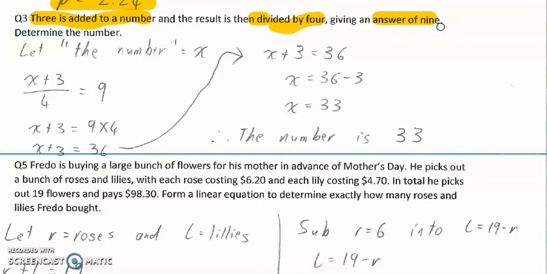So, like with question 1, I am defining my variable. I'm saying let this unknown number be represented with the letter X. So, an unknown number has 3 added to it. Then, it's divided by 4, giving me a result of 9. So, the first thing I did, well, I moved this 4 over to the other side. What's the opposite of divide by 4? Multiplying by 4. So, 9 times 4 is equal to 36.